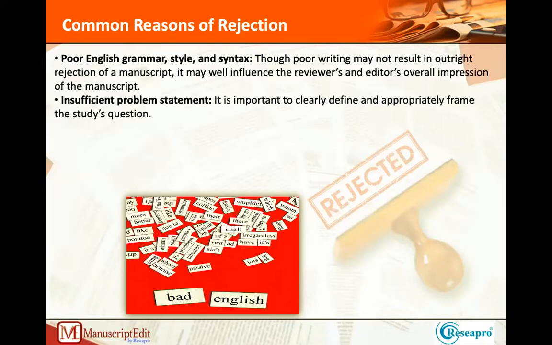Next is insufficient problem statement. Publications in peer-reviewed journals are to disseminate knowledge. Therefore, for a manuscript to be published in a well-recognized international journal, it must have significant value. Again, the editor is in search of something that is new and at the same time fulfills the requirements of the scope of his or her journal.